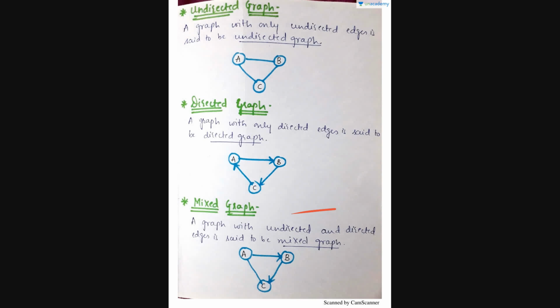Now suppose here it is A to B, then it is from B to C. Then it is given that it can either go from C to A or come from A to C. So this is nothing but a mixed graph.